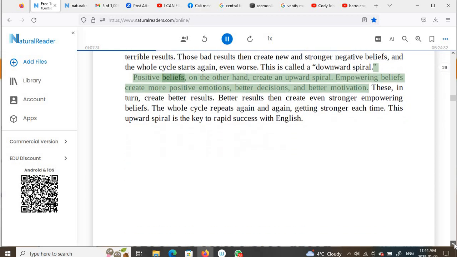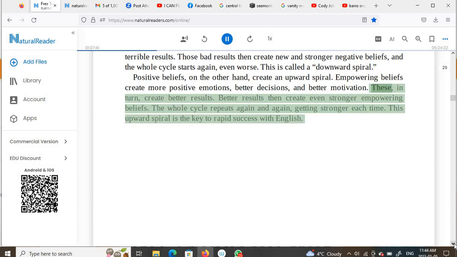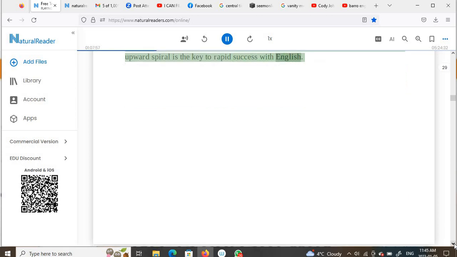Positive beliefs, on the other hand, create an upward spiral. Empowering beliefs create more positive emotions, better decisions, and better motivation. These, in turn, create better results. Better results then create even stronger empowering beliefs. The whole cycle repeats again and again, getting stronger each time. This upward spiral is the key to rapid success with English.